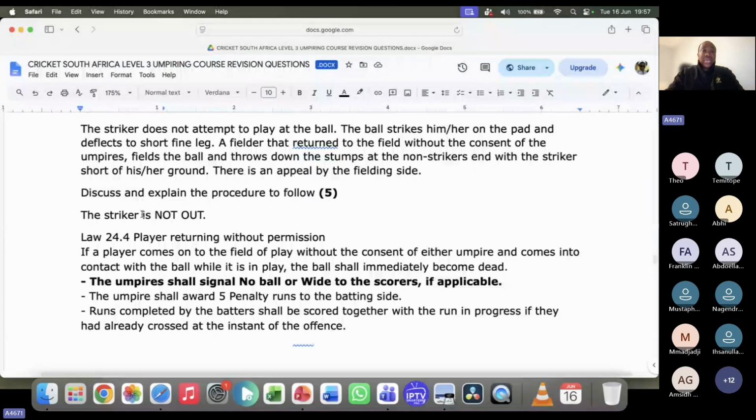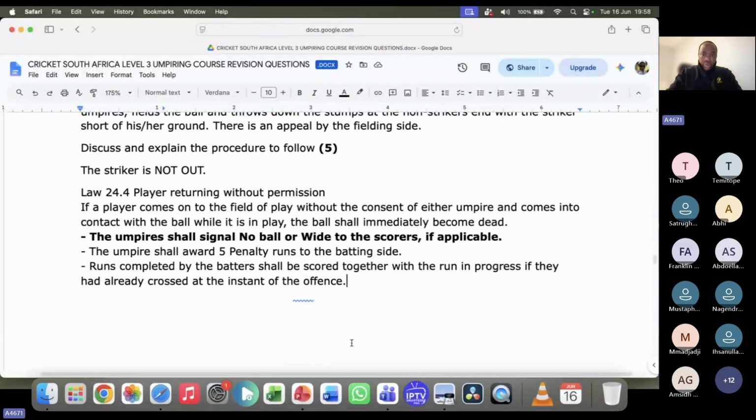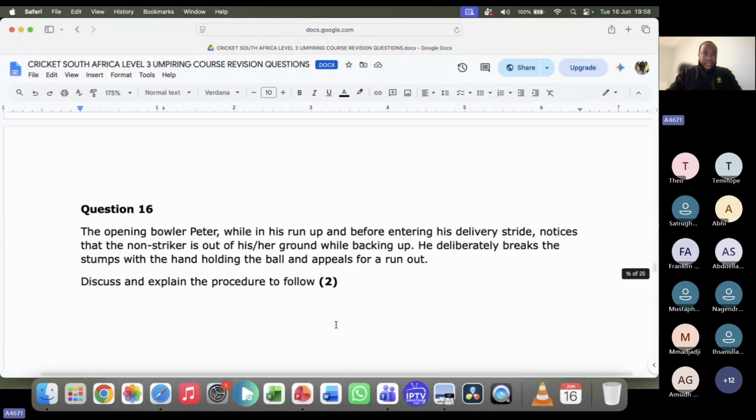So the ball does count as a legal delivery. Oh, no, sorry. The ball does not count as a legal delivery in the over and needs to be rebowled. Thanks, Isanula. Well done. I should have included that in the memorandum. I will do so for tomorrow's email.